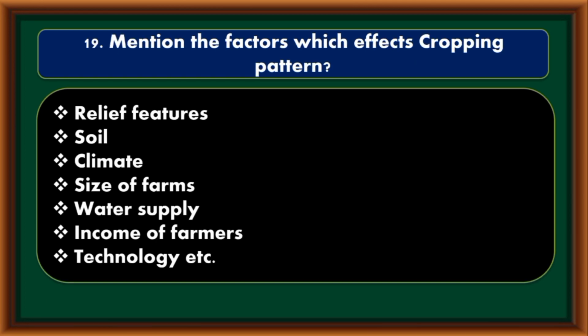Mention the factors which affect cropping pattern: relief features, soil, climate, size of farms, water supply, income of farmers, technology, etc.